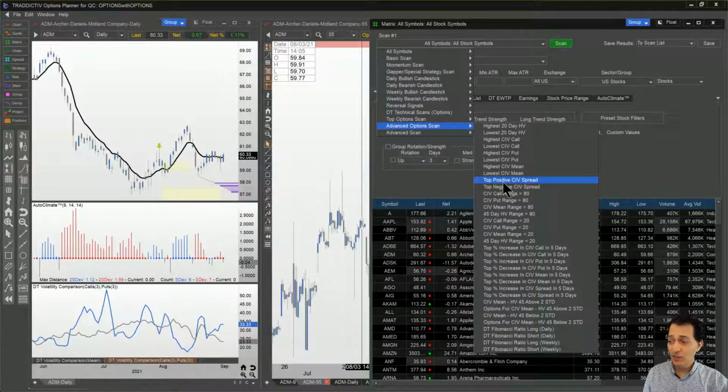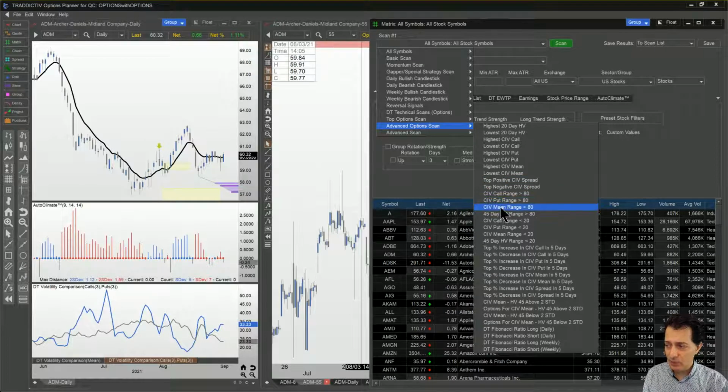Now when I do an iron condor, what do I need? Well, when I do an iron condor, I need the options to be as expensive as possible to create as much credit as possible in my trade, providing the best results possible. So my first attempt is going to be to use CIV mean greater than 80. If this doesn't work because I don't get good stocks, or I don't get symbols, or I get very few only, then my second attempt is going to be to use CIV mean minus historic volatility above. And my third attempt, in this sequence, if this doesn't work, then I will look for top percentage increase in the last 5 days.